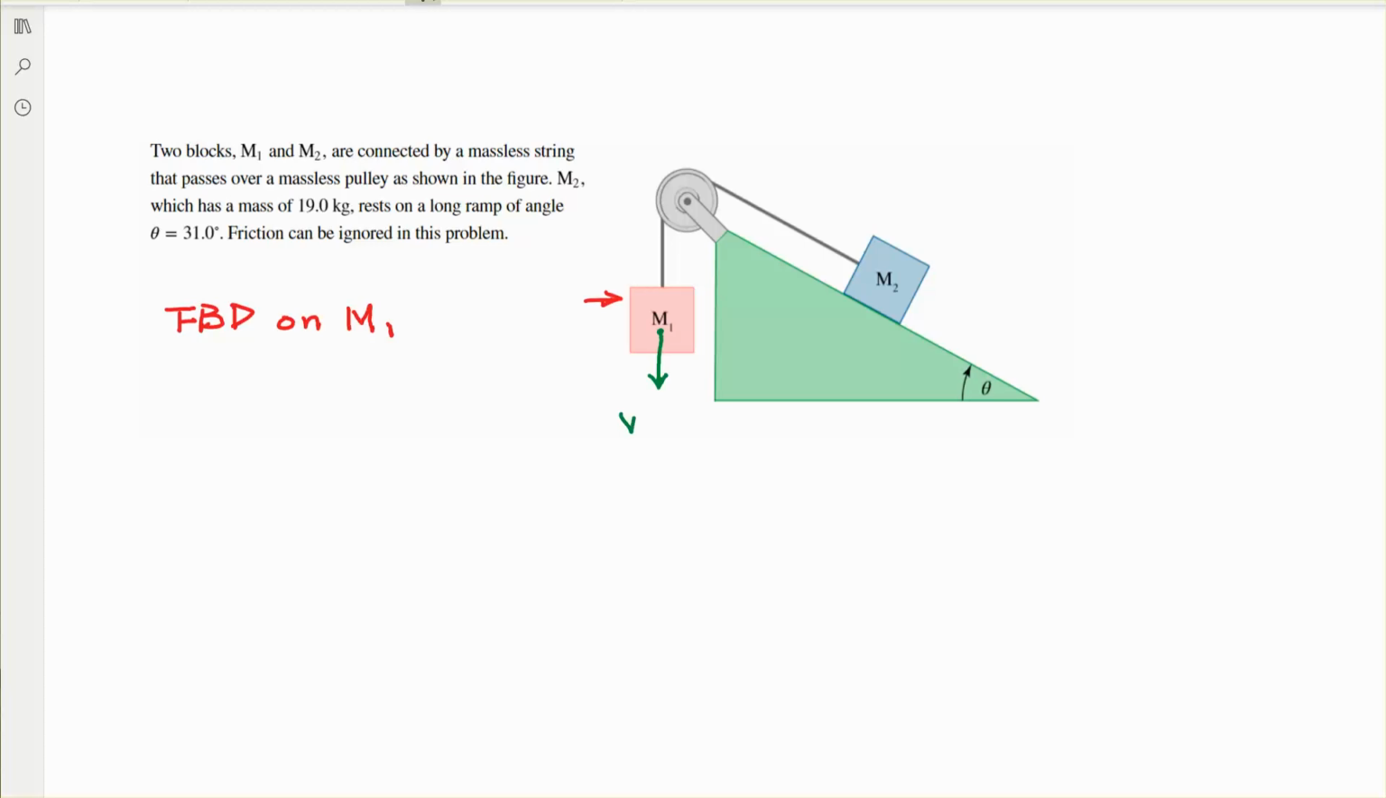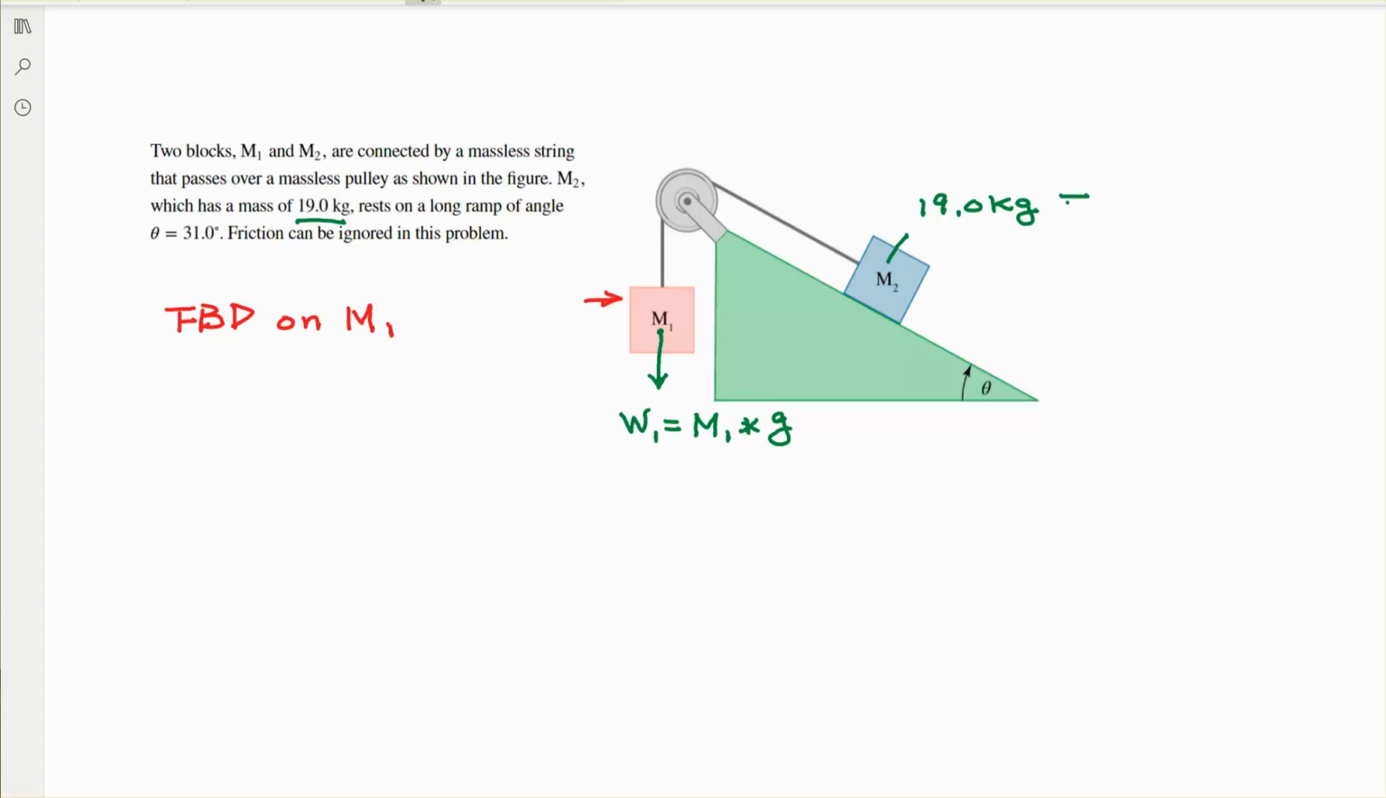And the weight of M1 is going to be equal to the mass of 1 times G, where G is 9.8. Now I see a lot of people make a mistake in this way. What is the mass of M1? Do they tell you about the mass of M1? No, they didn't. They tell you the mass of M2. So this one here is 19.0 kilogram.